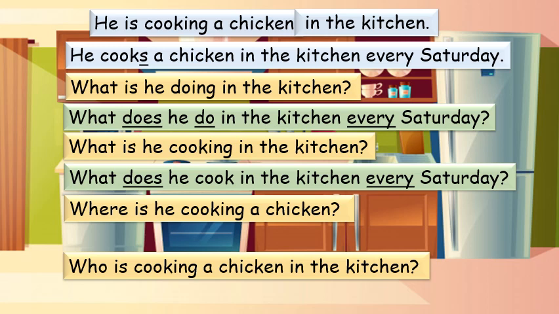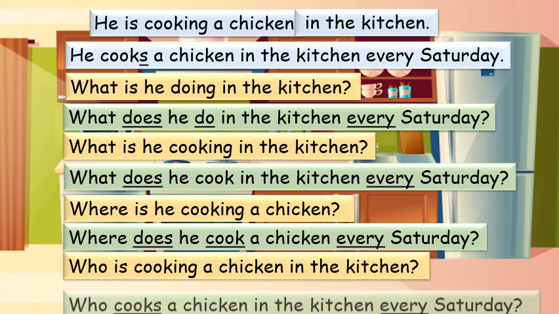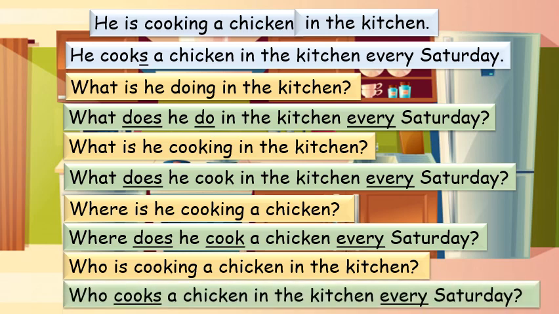Where is he cooking a chicken? Present continuous tense. Where does he cook a chicken every Saturday? Present tense. Who is cooking a chicken in the kitchen? Present continuous tense. Who cooks a chicken in the kitchen every Saturday? Present tense.